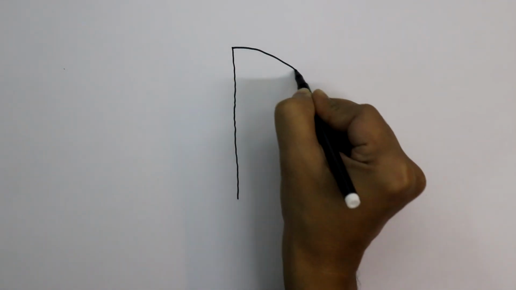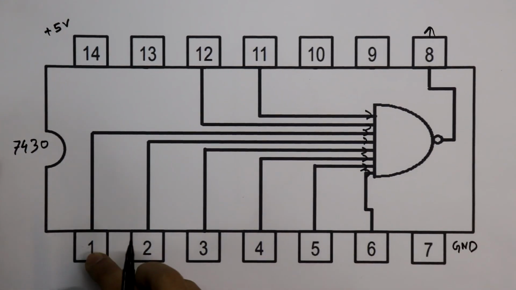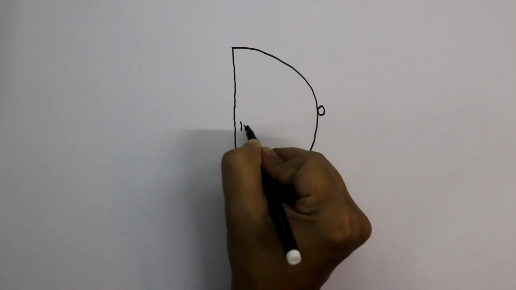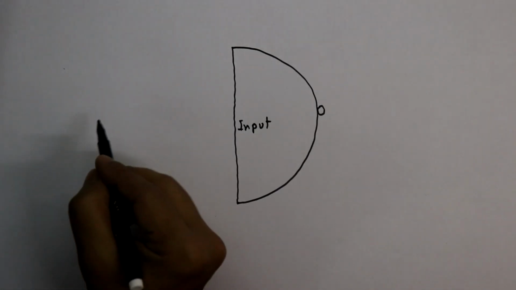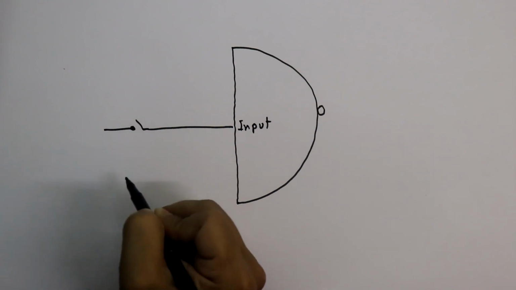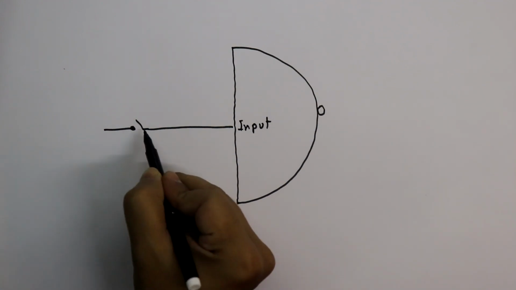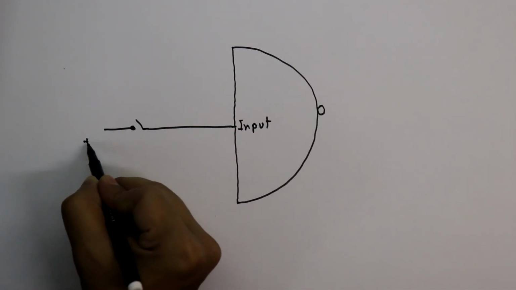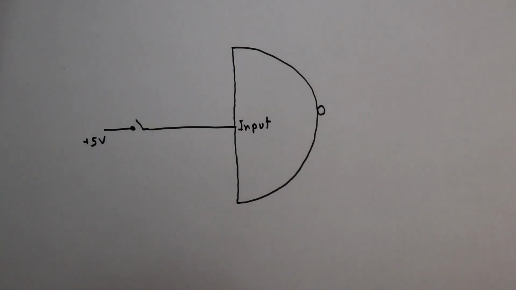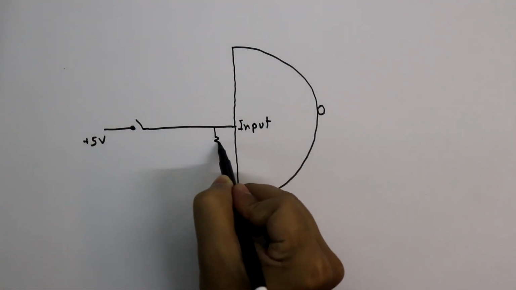This is NAND gate. As we have seen, pin number 1 to 6, 11, 12 are the input pins. So I am writing here input. We are going to connect a switch with input pins so that we can provide input signal. We'll do this to all the 8 pins. And with the other side, we'll connect plus 5 volt. This IC is a digital IC, so we have to connect a pull-down resistor with its input pins. I already explained why you should connect this resistor, link is given in the description below.